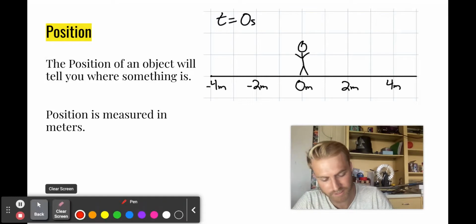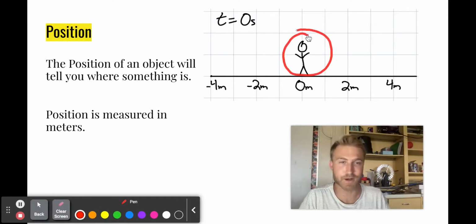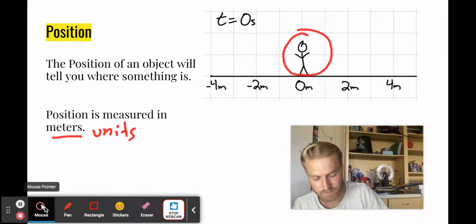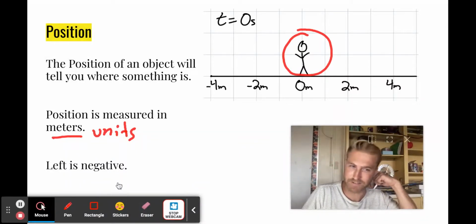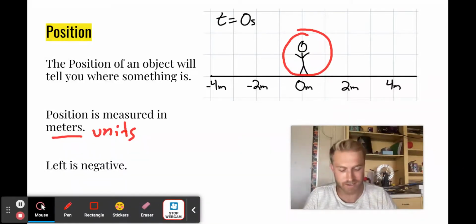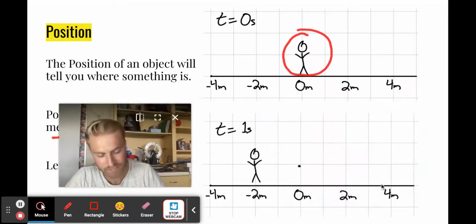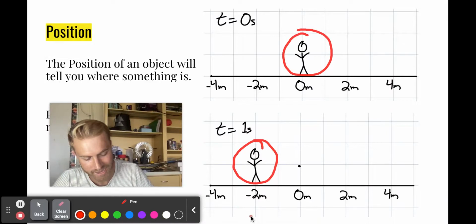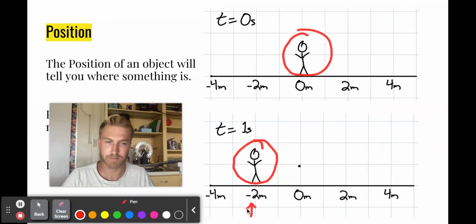So this stick figure, they are at 0 meters. Meters are the units. Now, left in physics is negative. So you can see in this frame, this stick figure here is now at negative 2 meters.